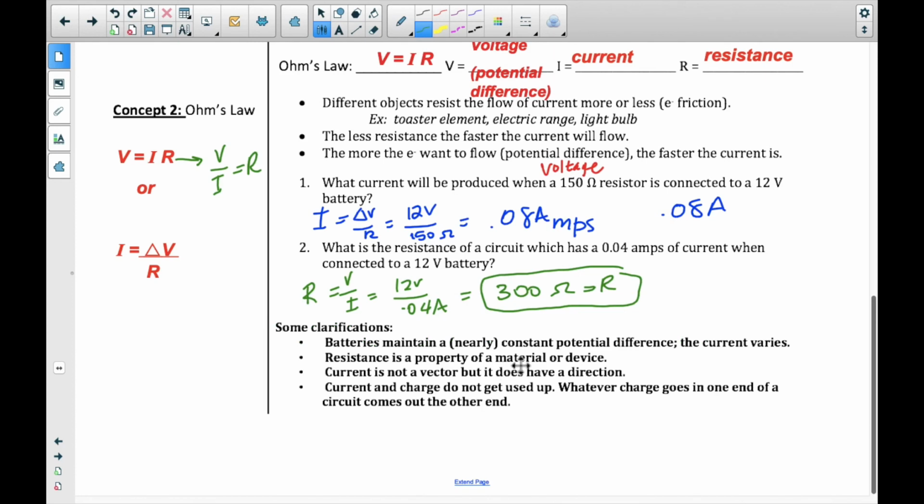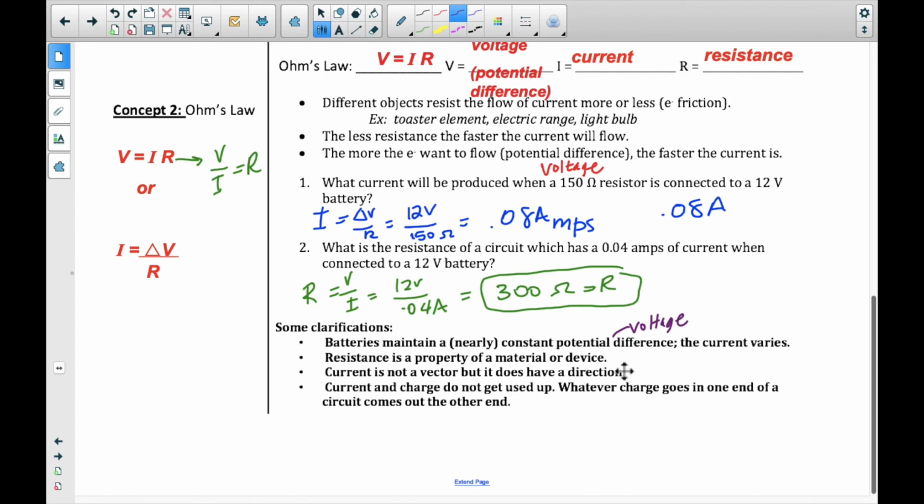Okay, a few things to talk about. One thing is batteries maintain a nearly constant potential difference. It's the current that varies. When I say potential difference, again, I'm talking about voltage, a phrase that at least some of us have a little bit of understanding of, but potential difference actually tells us what's going on. Both of those are just saying that batteries maintain a nearly constant potential difference, or voltage. It's the current that varies.